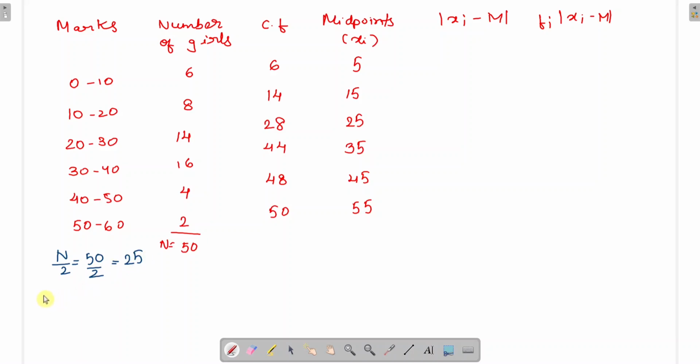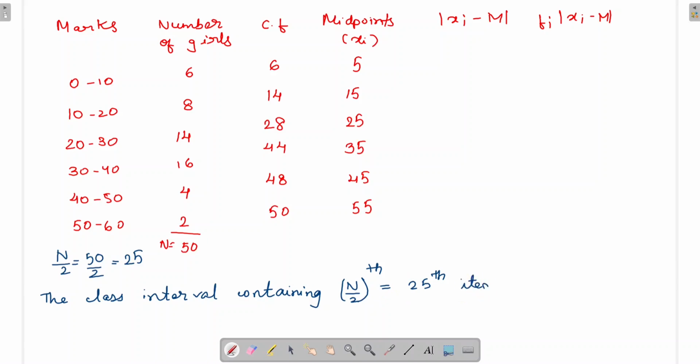So we have to find the median class here. Let us see how to find the median class. We look for the class interval containing the n by 2th item. We have found n by 2 here, so that is the 25th item. The class interval containing the 25th item we have to search.